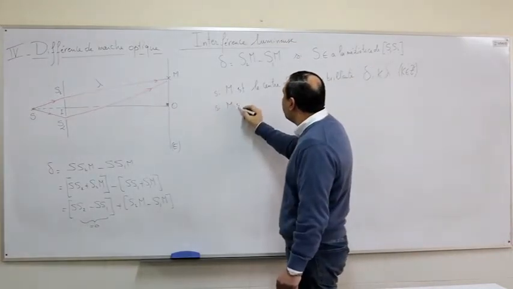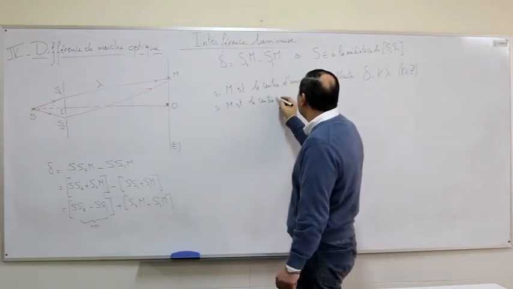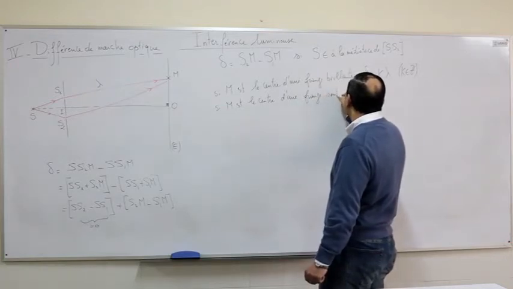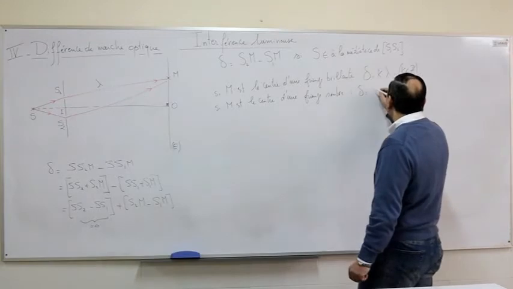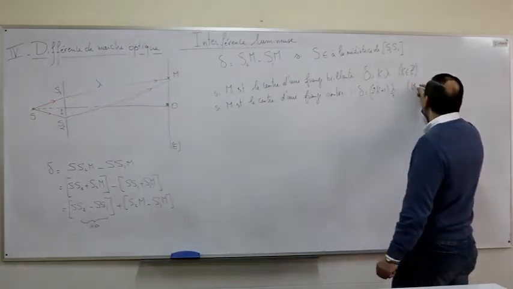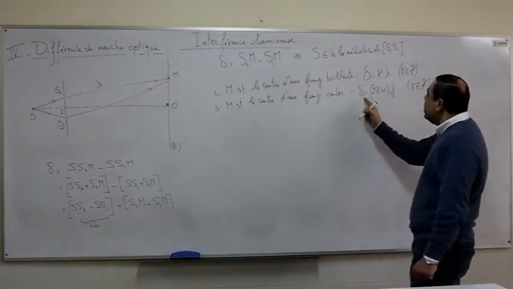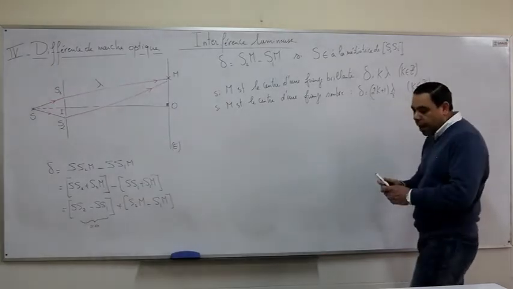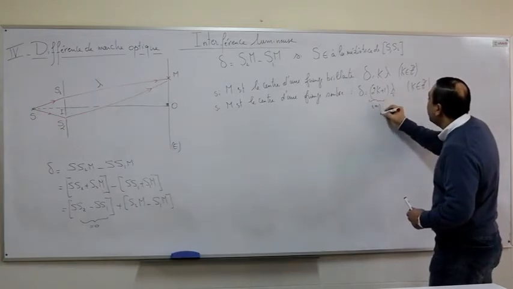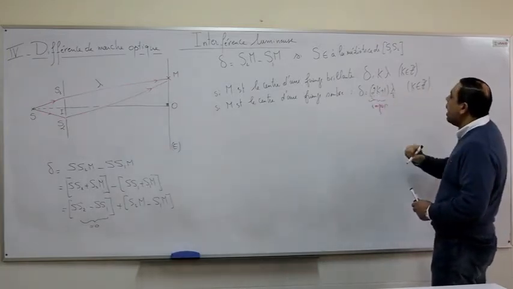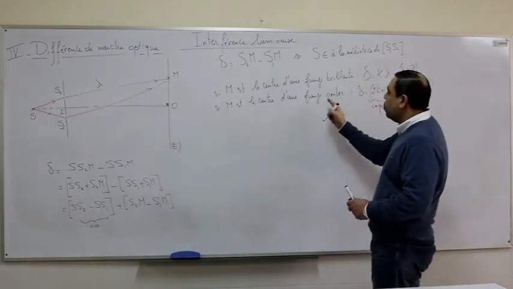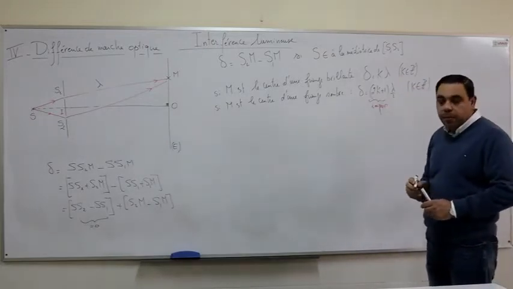If M is the center of a dark fringe, delta is equal to (2k plus 1) lambda over 2, where k is an integer. Or we say that delta is an odd multiple of half the wavelength. 2k plus 1 is an odd number. This is when M is the center of a dark fringe.